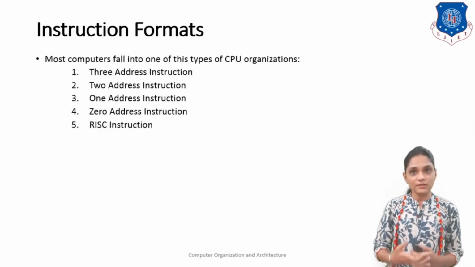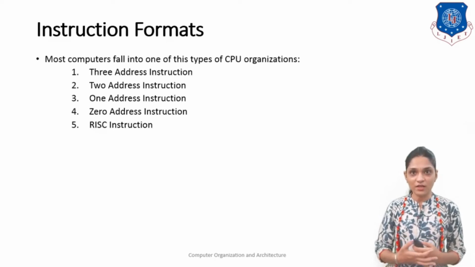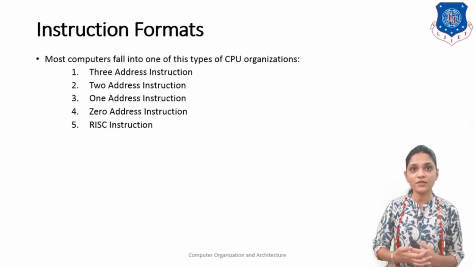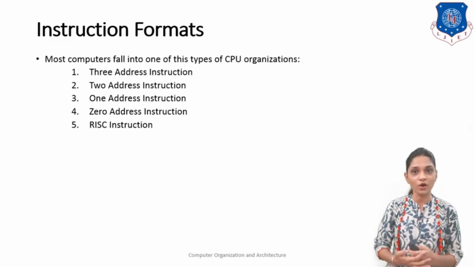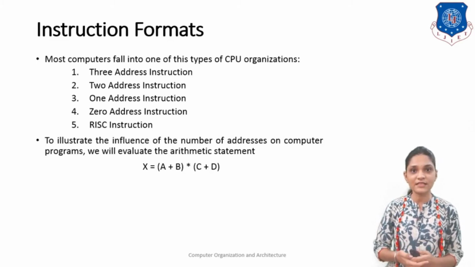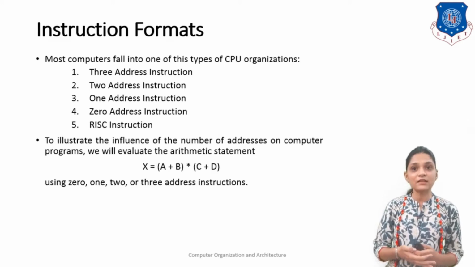So there are many ways to represent your instruction. Generally, we divide this type of instruction in the CPU organization into 3 address instruction, 2 address instruction, 1 address instruction, 0 address instruction or RISC instruction. To illustrate the influence of the number of addresses on the computer program, we will evaluate the arithmetic statement X = (A + B) * (C + D) using 0 address, 1 address, 2 address or 3 address instruction formats.